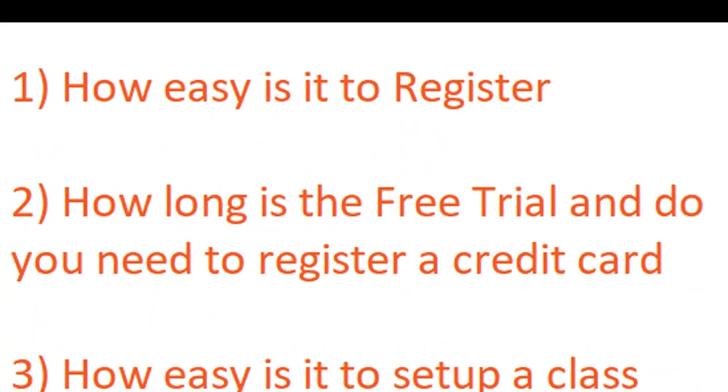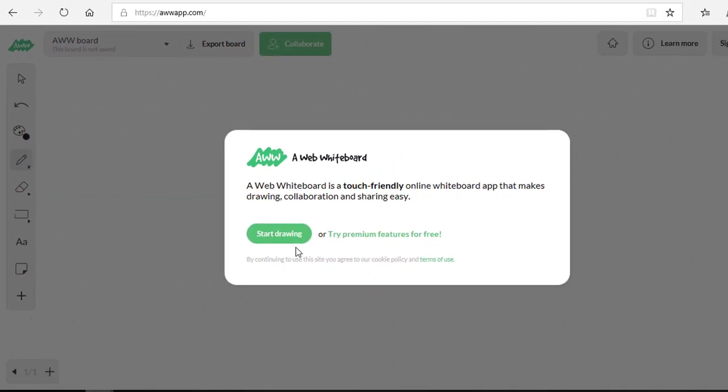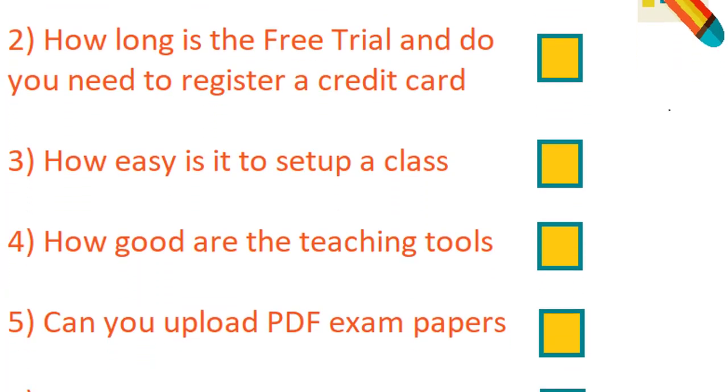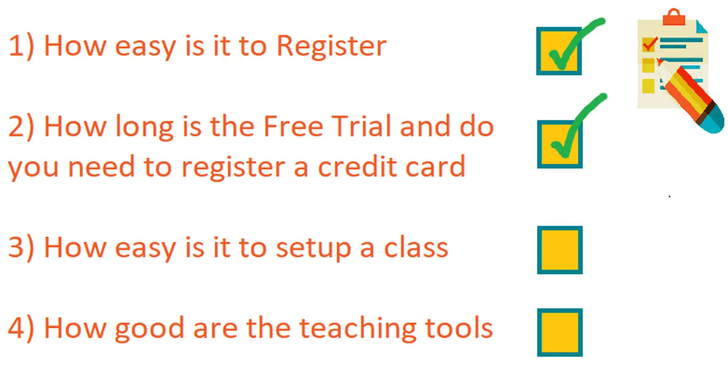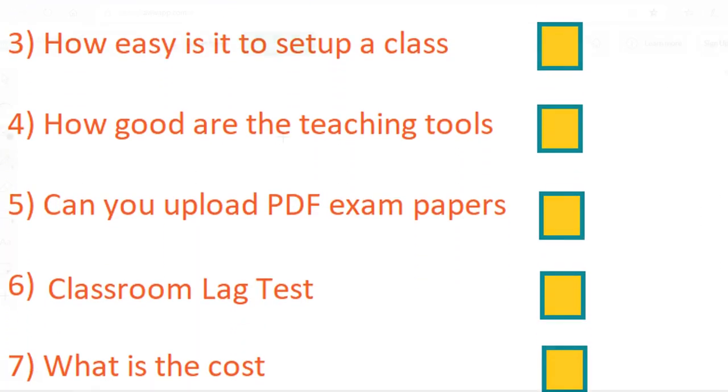Okay, so number one is how easy is it to register? Well, like with the web whiteboard, in order to use the board and have access to the board, you don't actually need to register. You can just click on this green button here, start drawing. If we look at criteria number 2, it says how long is the free trial and do you need to register a credit card? Now obviously I clicked the green start drawing button. That means I have access to the classroom, I do not need to register a credit card, and this is a free trial.